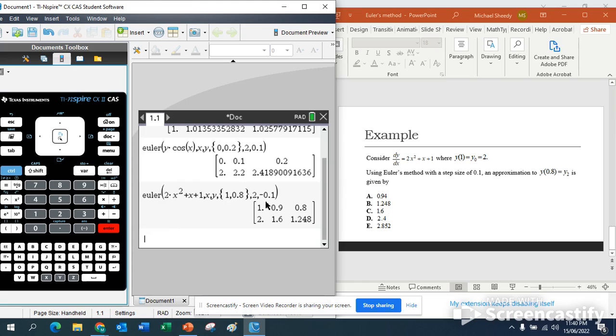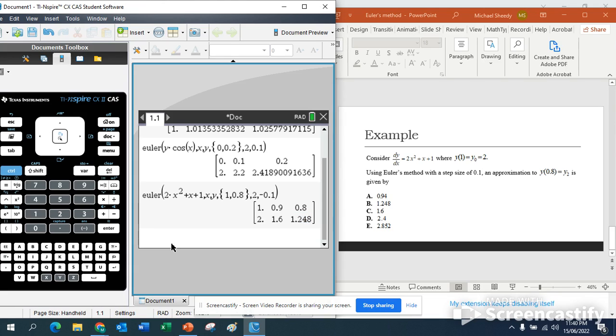We hit enter. Okay, so looking at the matrix, we can see that x is stepping down by 0.1 from 1 to 0.9 to 0.8, and we are asked to find the solution when x equals 0.8. So we can look at the y value directly below the number 0.8 in the matrix, and we end up with 1.248, and in this case is B.